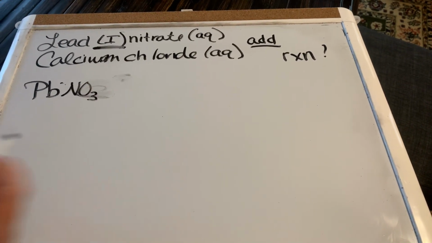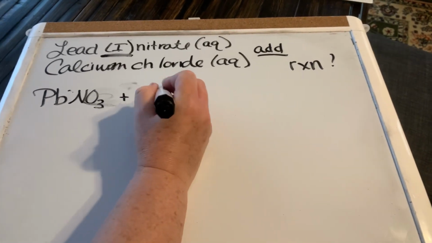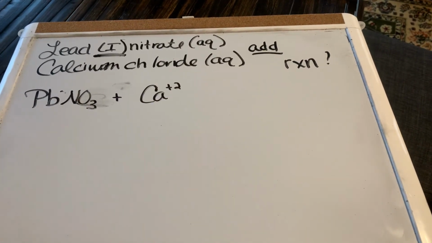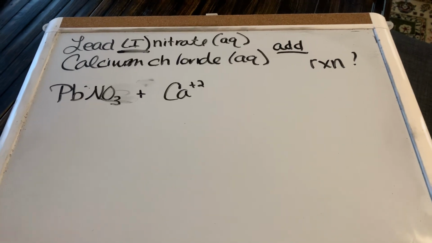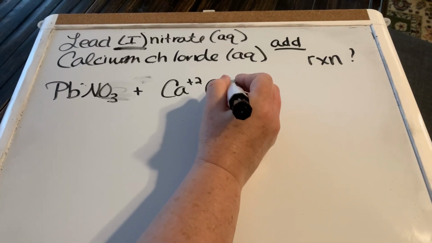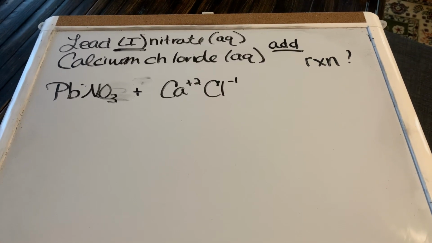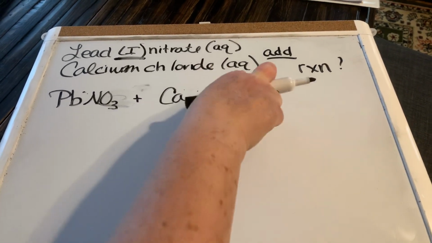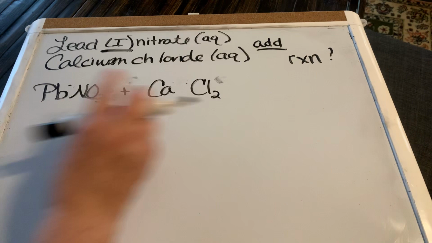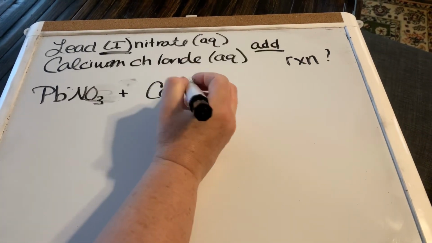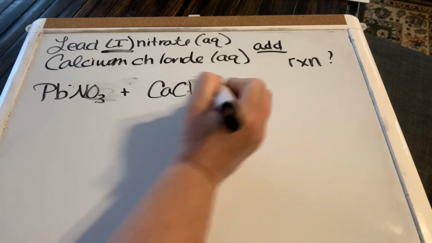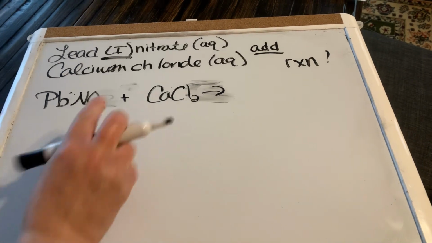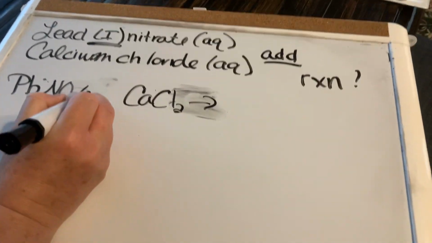Okay? Plus, calcium is +2. I know that because I used a periodic table. It's in column 2. Chlorine is -1. I know that because I used a periodic table. It's in column 7, or 17. Drop your signs, cross them down. You get CaCl2. I'm going to move this over so that it doesn't look as weird. Okay. Now, both of those, I forgot to write in, are aqueous.